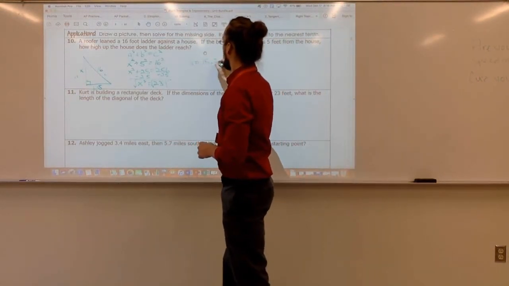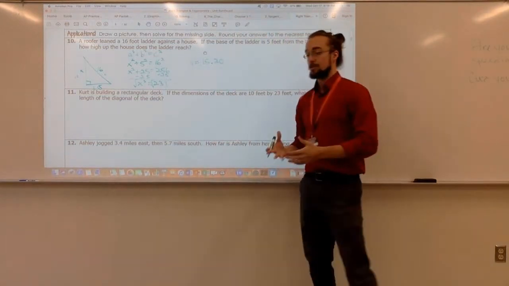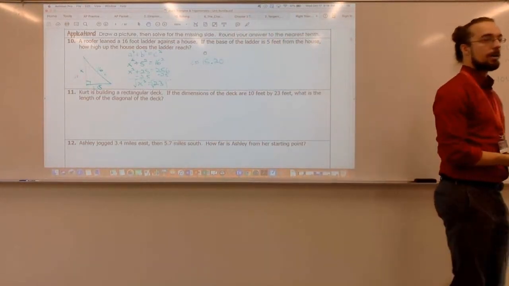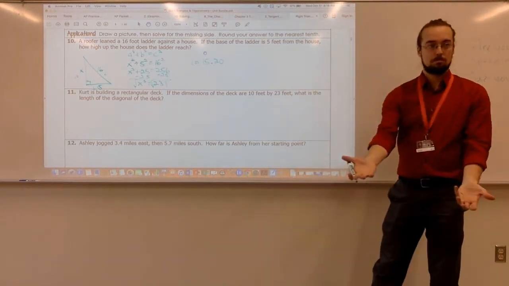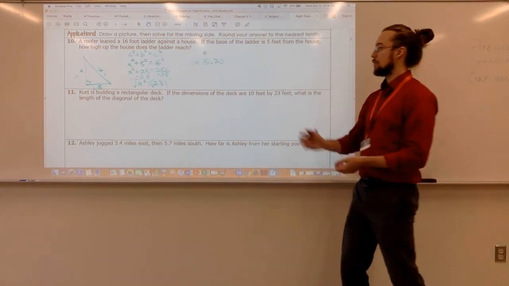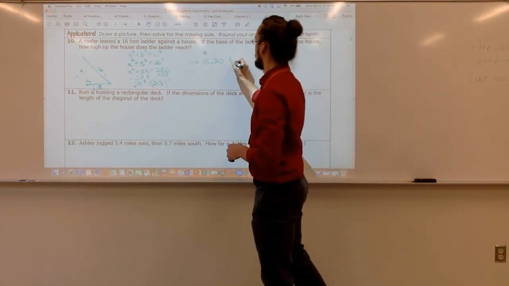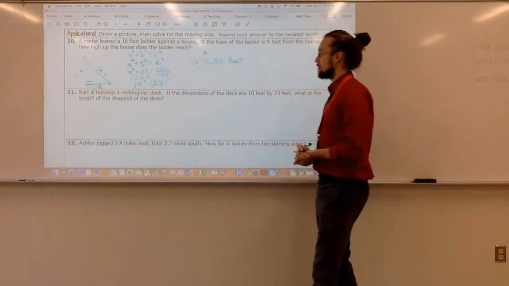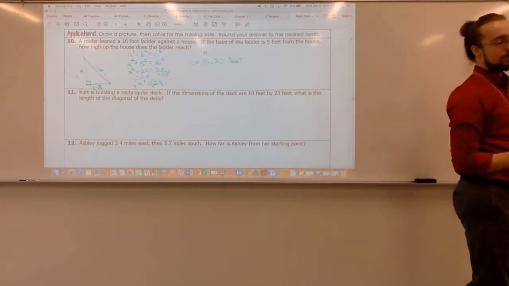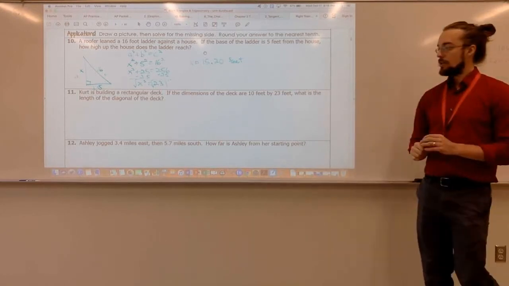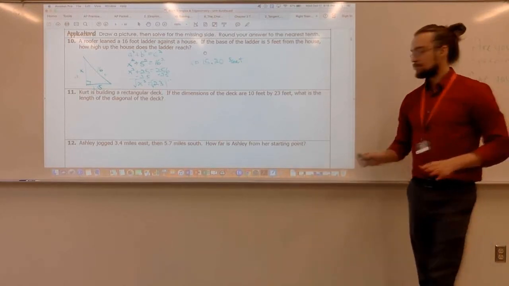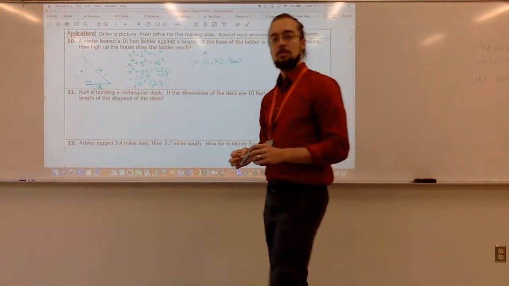Now, in word problems, we always want to label our answer. There's always some unit we're talking about, right? So this is 15.20 feet, and the ladder reaches 15.2 feet up on the house. Okay. Feel okay with that one?